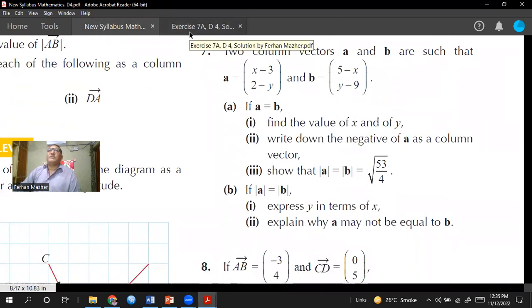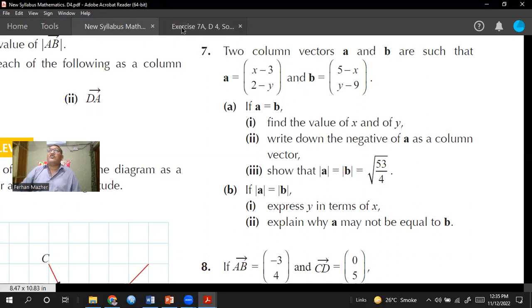Okay, now we have question number 7 from exercise 7A. It says two column vectors A and B are such that the column vector A is x minus 3, 2 minus y. The column vector B is 5 minus x, y minus 9. If the vector A is equal to the vector B, so if both the vectors are equal, find the value of x and of y. Write down the negative of A as a column vector. Then we have to show that the magnitude of A and the magnitude of B both are equal to the square root of 53 by 4.